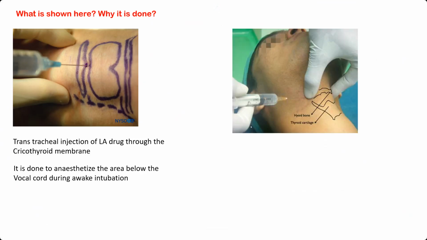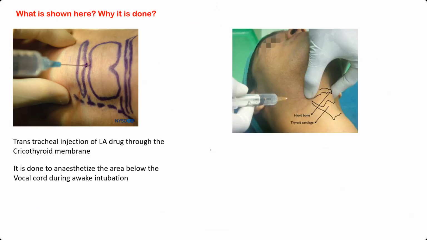This is done for fiber optic intubation or awake nasotracheal intubation. We have to do this to anesthetize the trachea below the vocal cords. So it is done to anesthetize the area below the vocal cords in awake intubation.